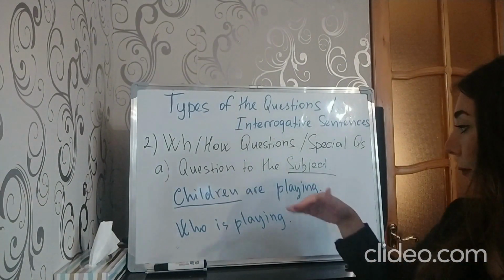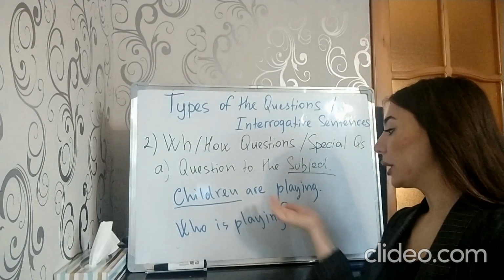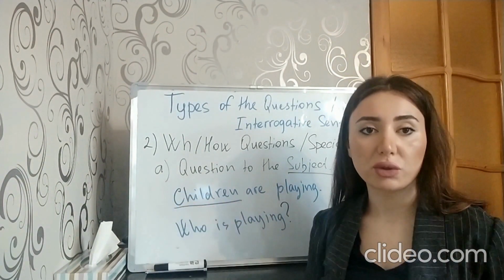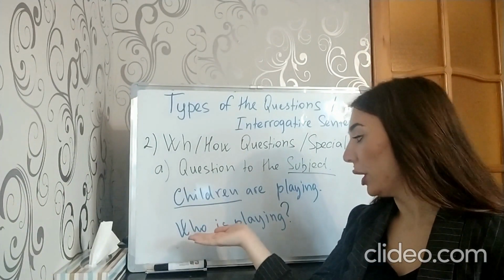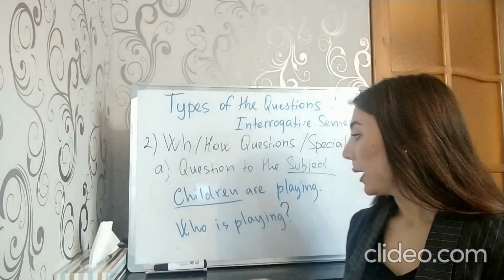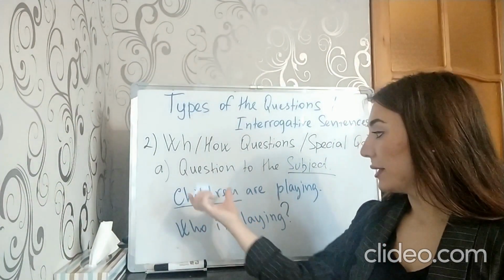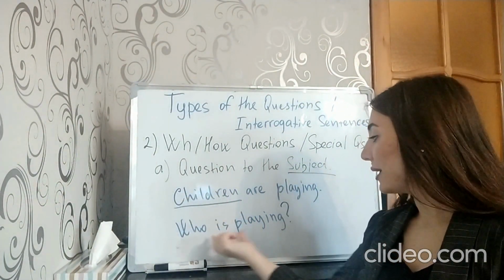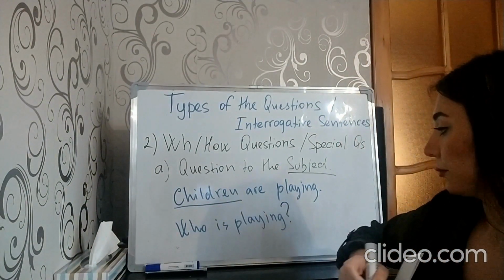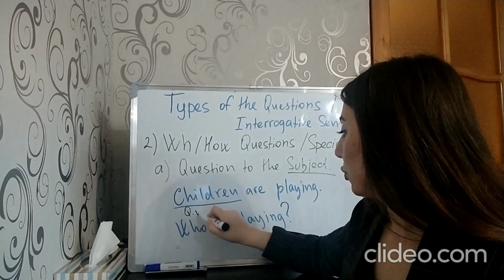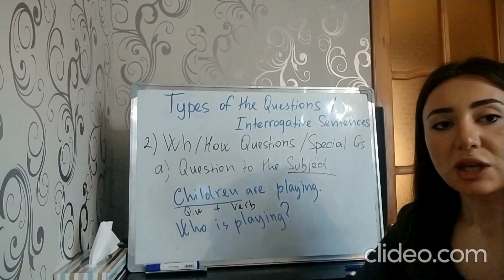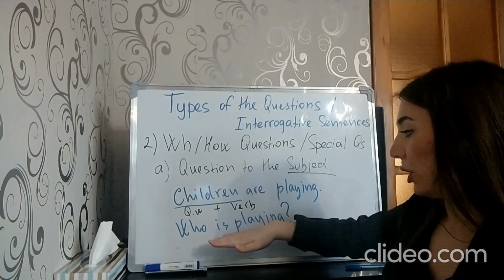So, children are playing. The question is, who is playing? My subject is children. Children are people, and therefore I'm using who. If my subject is a thing, in this case I will use what. The structure of the sentence is question word, who, plus verb. So let me write it over here: question word plus verb. So here I directly use the verb.